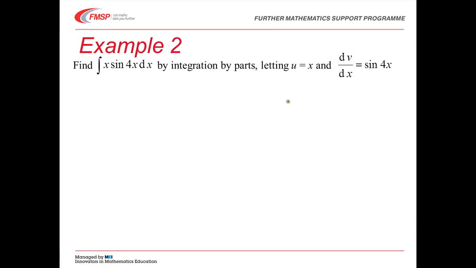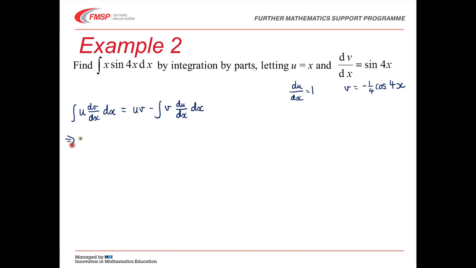Here's another example. u is x and dv by dx is sine 4x, so du by dx is 1 and v is minus 1/4 cos 4x. Always start by writing those four equations. Then, copying carefully the formula from the formula book, integral of u dv by dx equals uv minus integral of v du by dx.